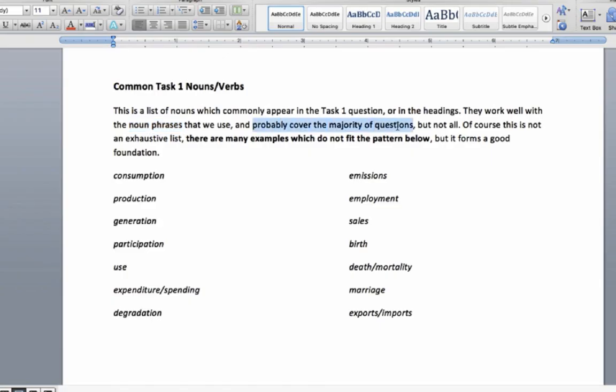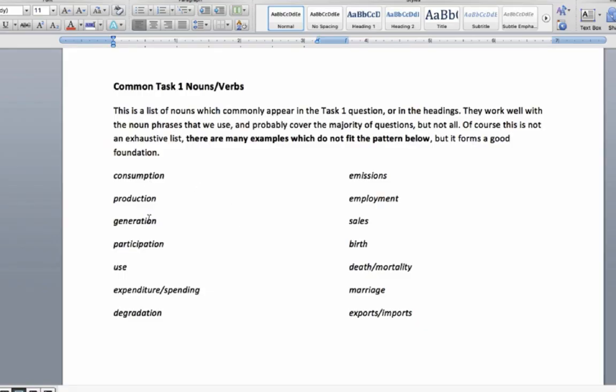Probably cover the majority of questions, but not all, please. Of course, this is not an exhaustive list. It means complete. There are many examples which do not fit this pattern, but this is a good way to start. A lot of noun task 1s talk about consumption, production, generation, participation, all of these. I won't go through them all.